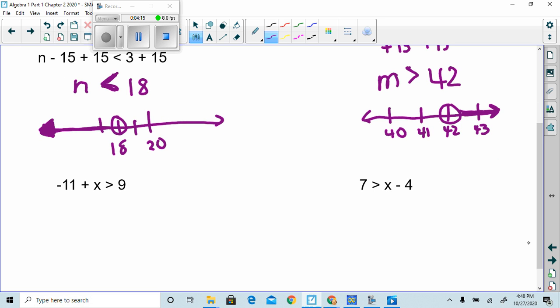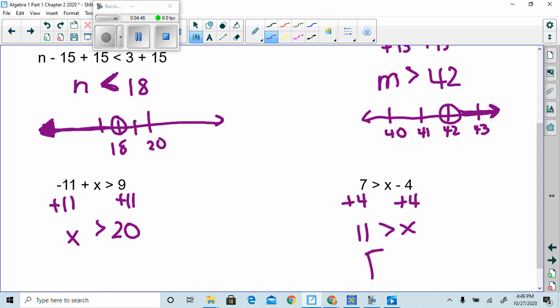Let's try 2 more. Now I see negative 11 plus x is greater than 9. In order to eliminate that, I need to add 11 to both sides. I get x is greater than 20. Last problem, we see that we have a subtraction again, so we're going to use the addition property of inequality by adding 4. That states that 11 is greater than x, and you know that we have to write an inequality with the variable first, so we'll get x is less than 11.